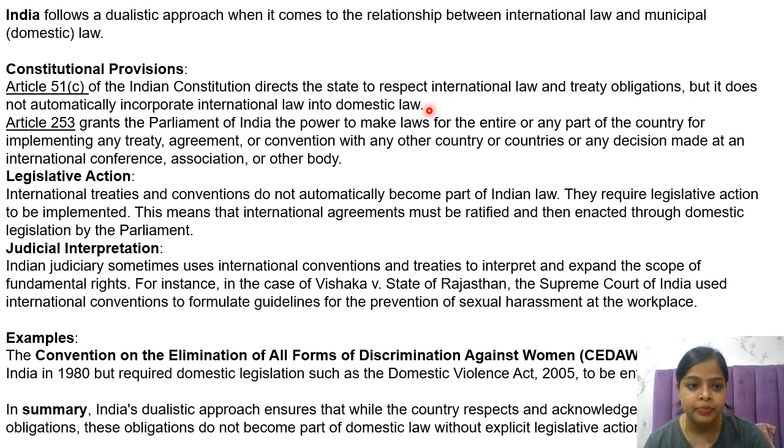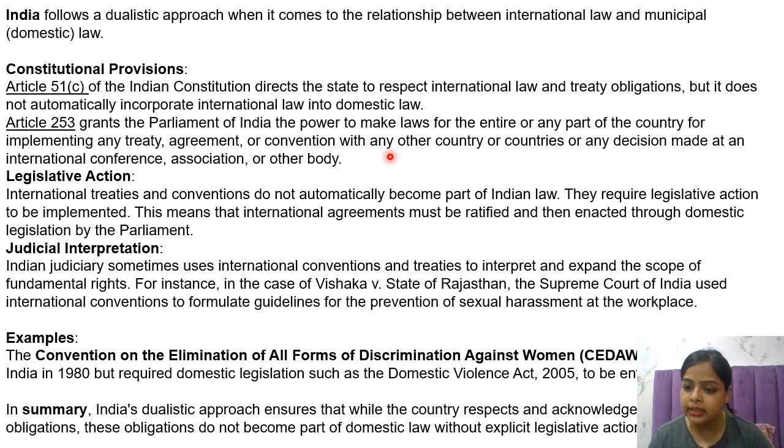डोमेस्टिक लेजिस्लेशन का. नेक्स्ट इज आर्टिकल 253 विच ग्रांट्स द पार्लियामेंट ऑफ इंडिया द पावर टू मेक लॉज फॉर द एंटायर और एनी पार्ट ऑफ द कंट्री फॉर इम्प्लीमेंटिंग एनी ट्रीटी अग्रीमेंट कन्वेंशन with any other countries or any decision made at an international conference, association or other bodies. So this one is talking about the parliament's power to make laws or legislations by taking reference from treaty अग्रीमेंट और कन्वेंशन. जैसे अगर कोई भी कन्वेंशन होता है, इंडिया रैटिफाइज इट, मतलब अगर उसको साइन करके आता है, ठीक है, we will follow it, तो ऐसा नहीं वो सिग्नेचर से वो डायरेक्ट डोमेस्टिक लॉ में एंटर कर जाता है.